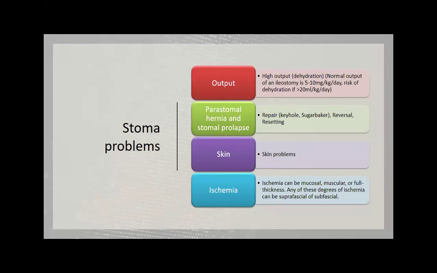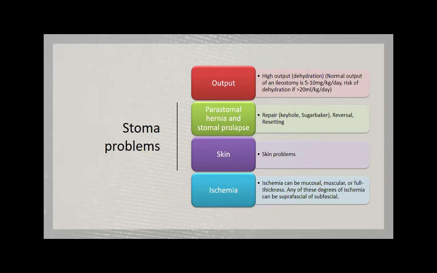The main stoma problem or complication is output. The normal output is 5 to 10 milliliters per kilogram per day. Usually, if the patient has more than 1 liter output of the stoma daily, they are at higher risk of developing dehydration, which may end up with pre-renal acute kidney injury. So take care of the output of the stoma.